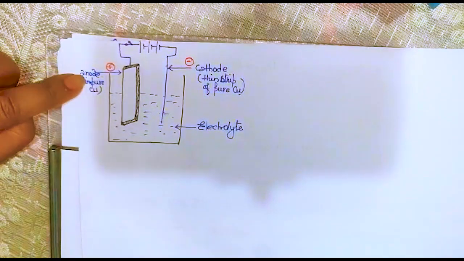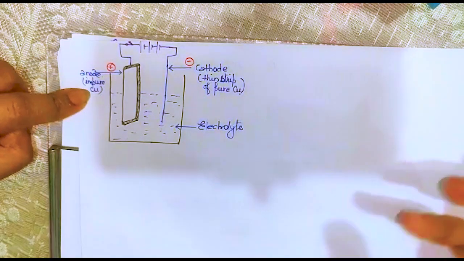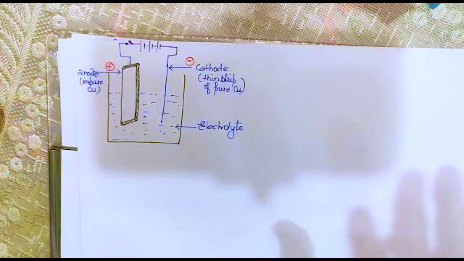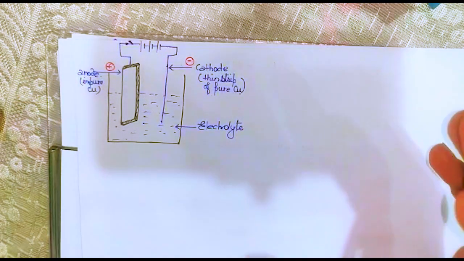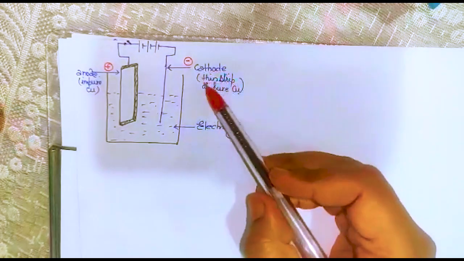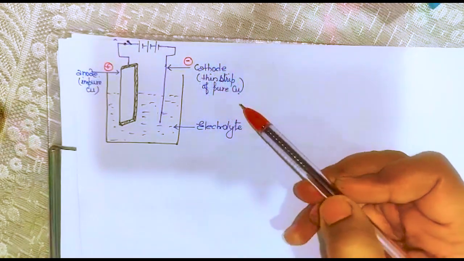Anode is having impure copper. That means the copper with some other metals also, which we have to refine. We have to remove it. And this cathode is a thin strip of copper.